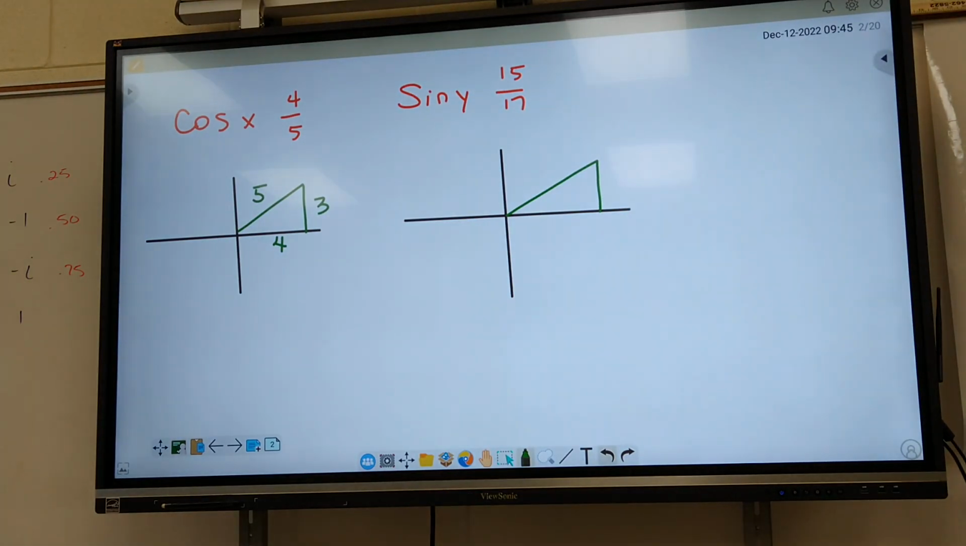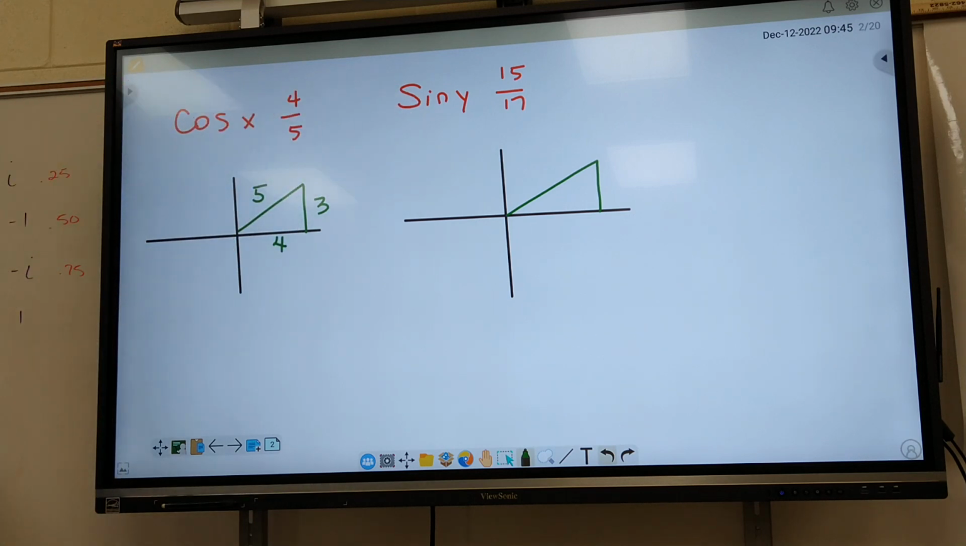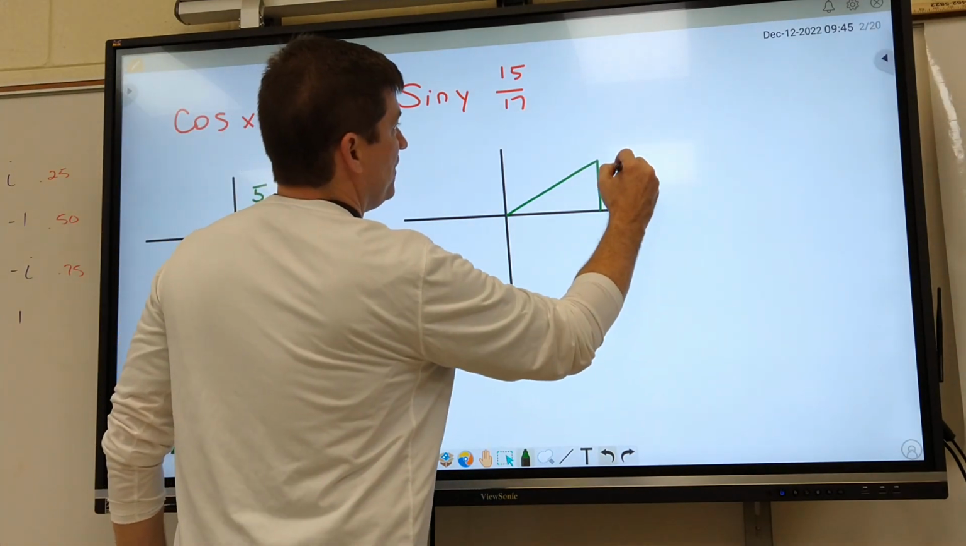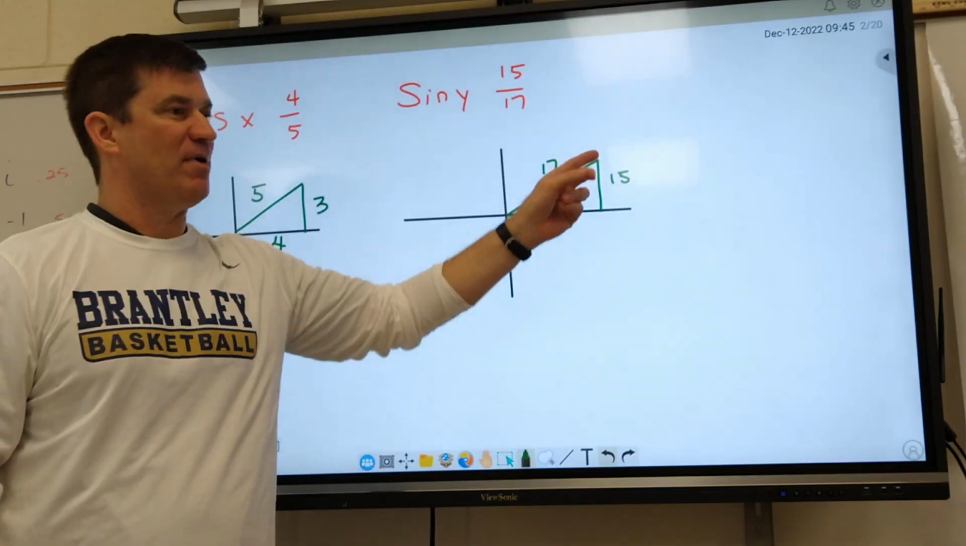All right, Hope, we're going to do the other side the exact same way. We're going to look up the formula for sine. It says put y on top, r on the bottom. So y on top is 15 here, 17 there, and Hope, we're going to do the same thing. 17 squared minus 15 squared.